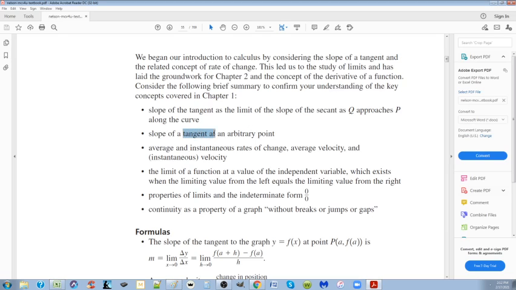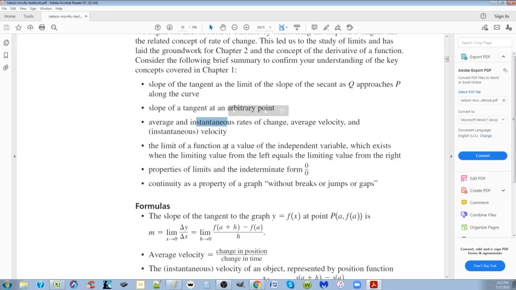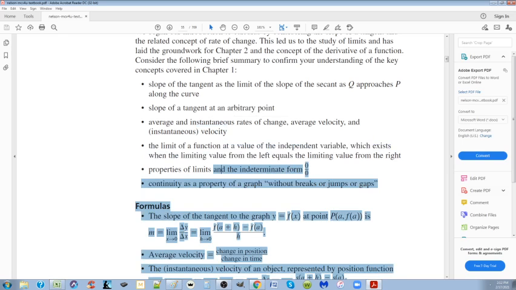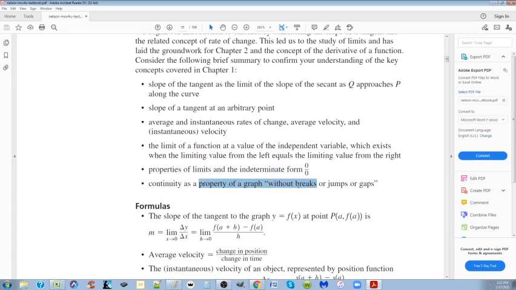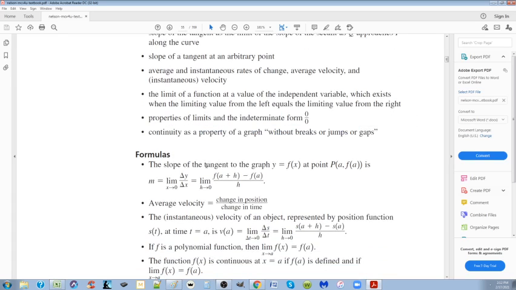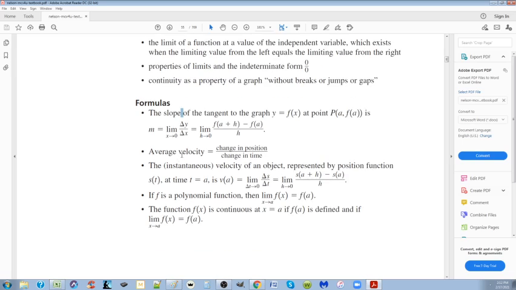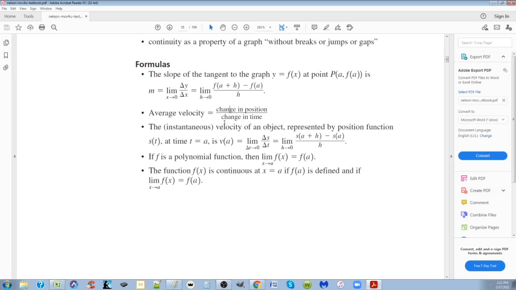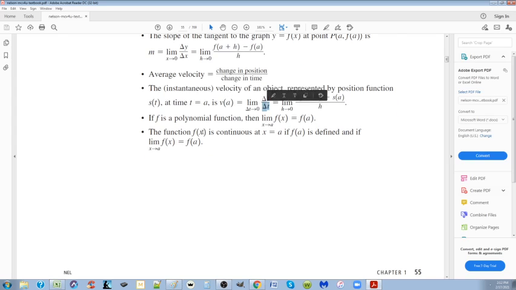Slope of a tangent at any arbitrary point, the difference between average and instantaneous and how to do it, limits approaching from the left and the right, zero where you can't have something over zero, and continuity. And then they also review the formulas that you should know, over time. And that when you're taking the instantaneous tangent of distance over time, you're actually taking velocity.